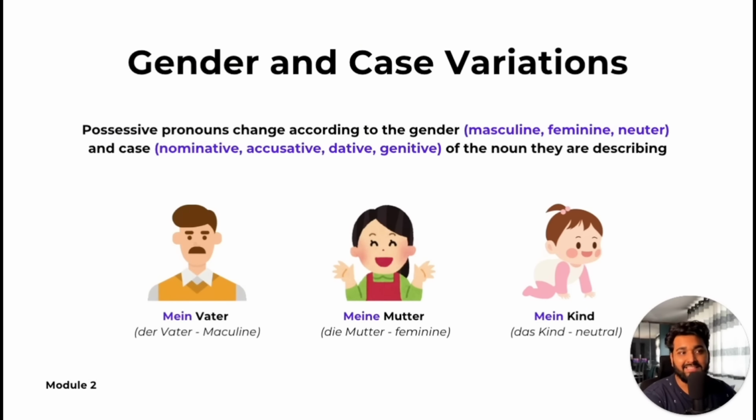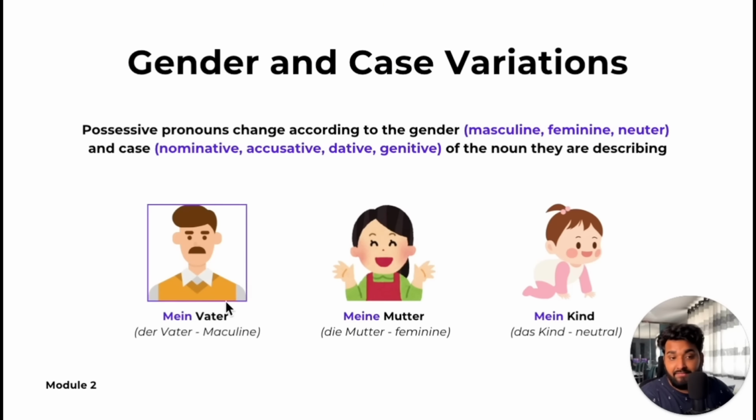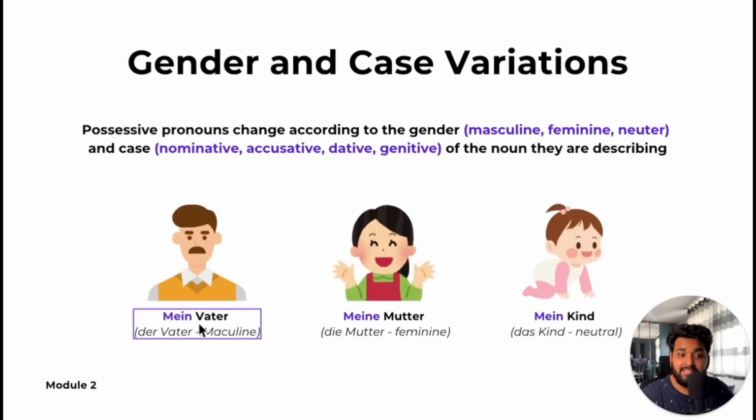So let's see the gender and case variations. Possessive pronouns change according to the gender, masculine, feminine or neuter, and case: nominative, accusative, dative, and genitive. These are some advanced grammar we will talk about in module number 3 or 4, of the noun they are describing. Mein Vater. We have here mein Vater because the article of Vater is der. On the other hand, we have die Mutter. The article of Mutter is die. That's why we have meine Mutter.